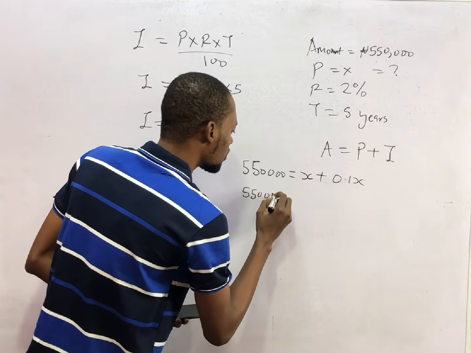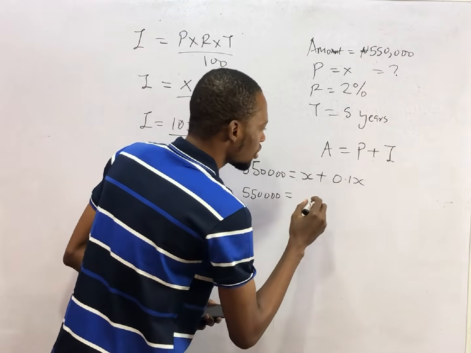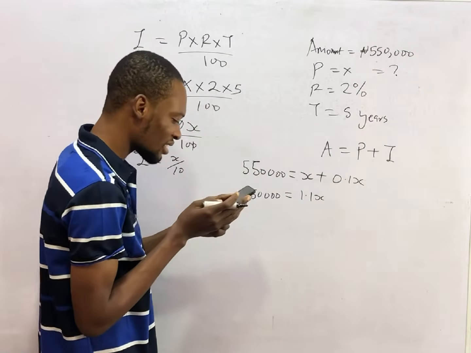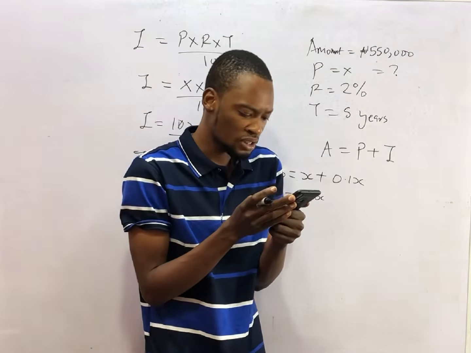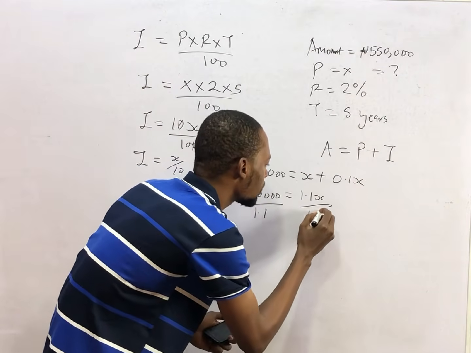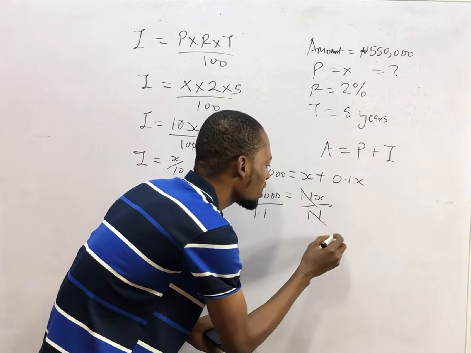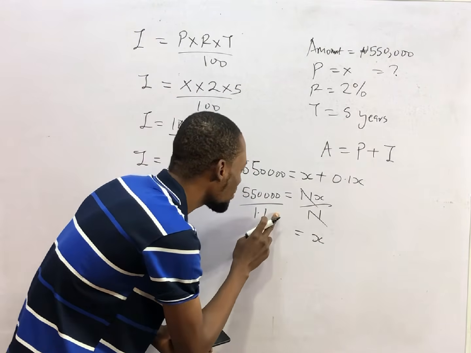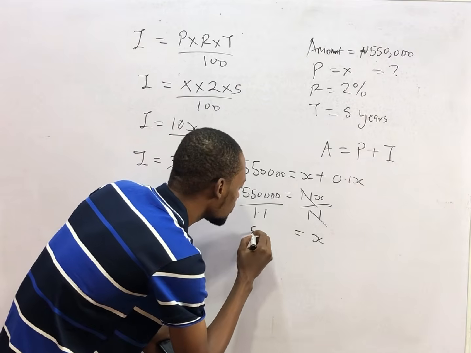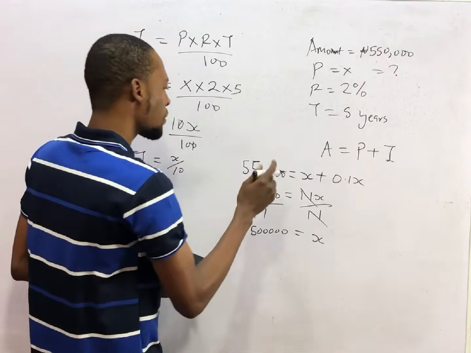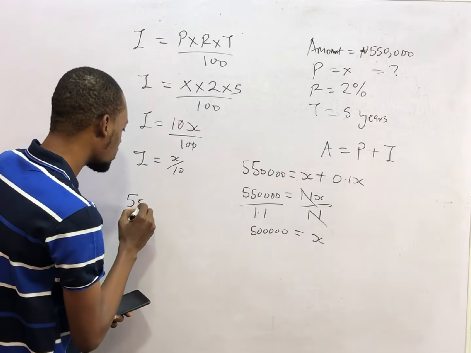550,000 naira is equal to 1.1 S. Dividing both sides by 1.1, 550,000 naira divided by 1.1 is the same thing as 500,000 naira.